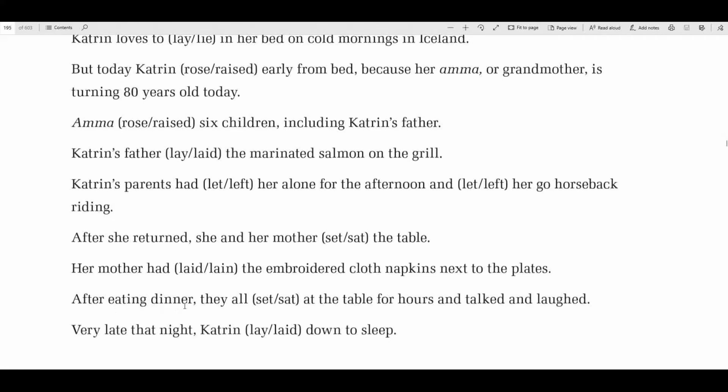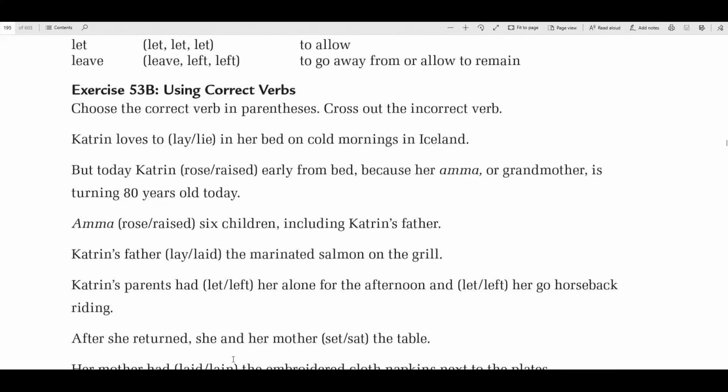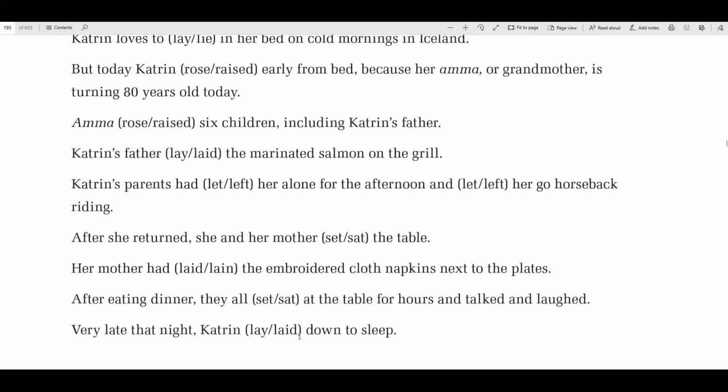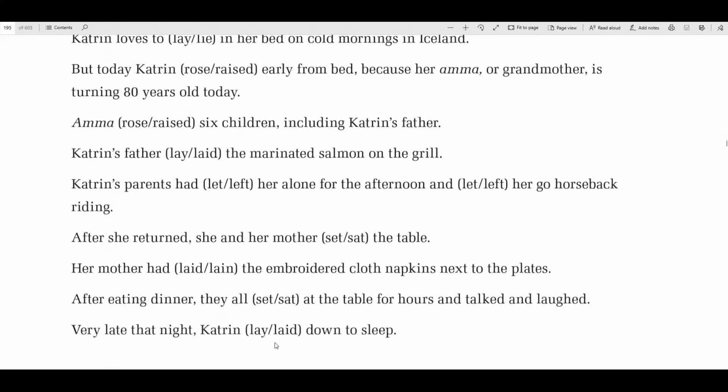After eating dinner, they all blank at the table for hours and talked and laughed. Sat. That one was easy, so you'll mark out sit. Very late that night, Katrina blanked down to sleep. That's her body. So it would be lay, because it's talking about her body. So it would be, very late that night, Katrina lay down to sleep.